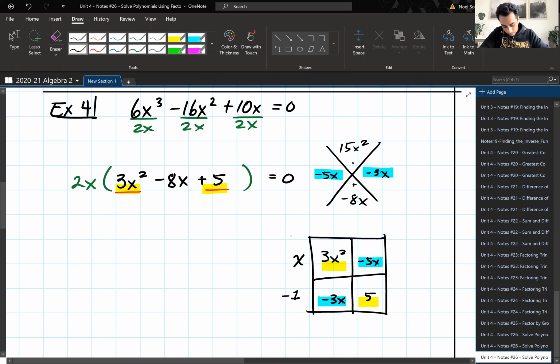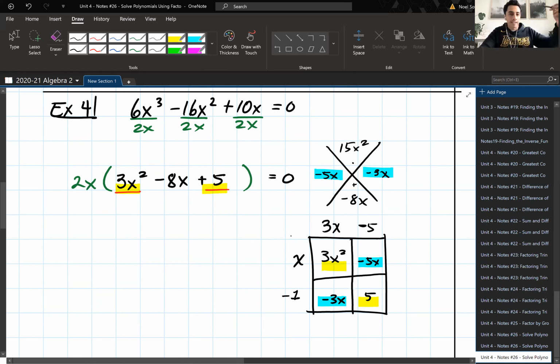All right, what about the first column, 3x squared minus 3x? What is the GCF between the two terms? Yeah, we can divide both by 3. They both have x in common, so 3x. And then finally, negative 5x and positive 5. What's the GCF? Yeah, we want negative 5. All right, so now I have my new factors, right?